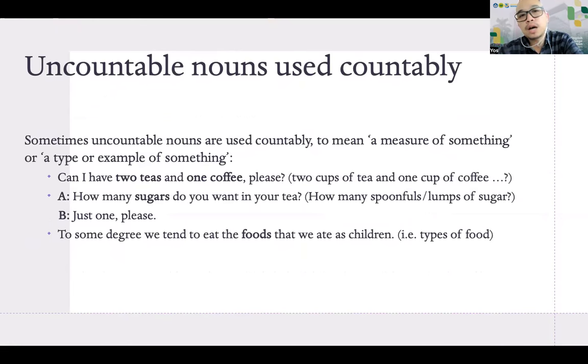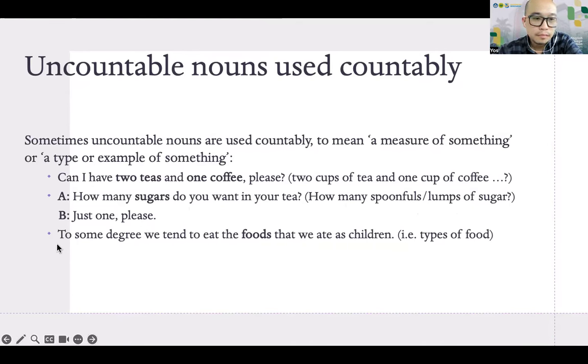But there are uncountable nouns used countably. Sometimes uncountable nouns are used countably to mean a measure of something or a type or example of something. Like in the sentence, can I have two teas and one coffee, please? It means two cups of tea and one cup of coffee. Or how many sugars do you want in your tea? How many spoonfuls or lumps of sugar? It means just one, please.